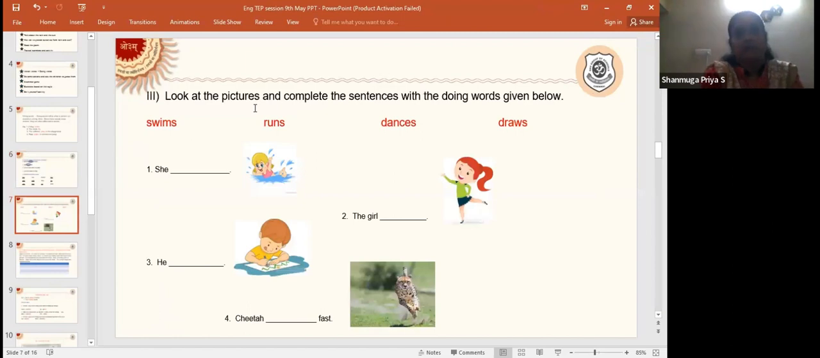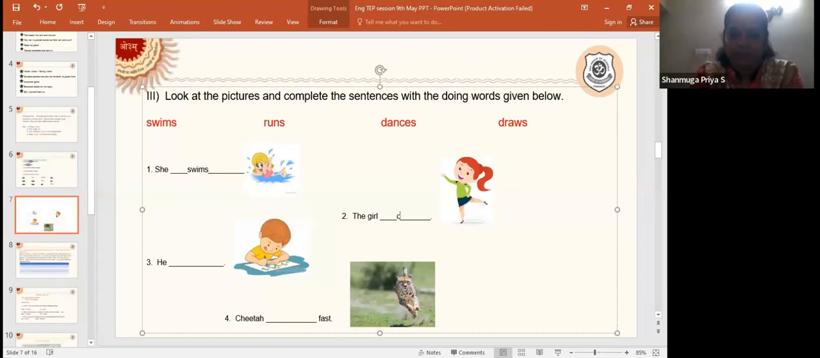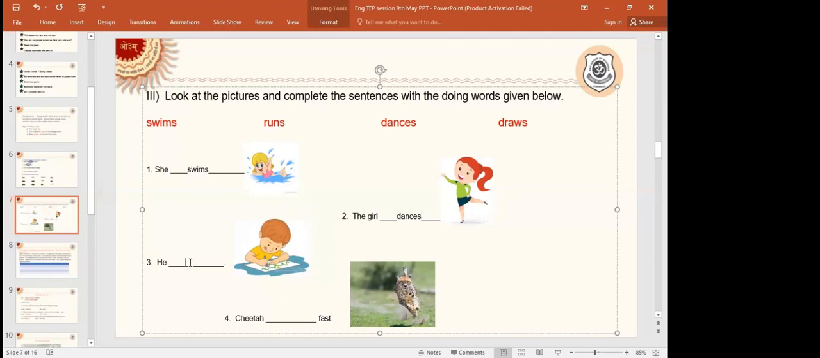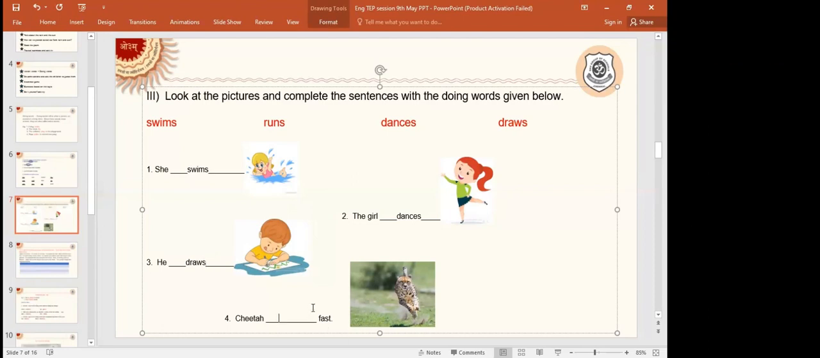And then look at the pictures and complete the sentences with the doing words given below. So book back exercises given here. We can also ask the children to do like this. We can do it along with them. She swims. And then the girl dances. And he draws. Then the cheetah runs fast. Okay, that's good.